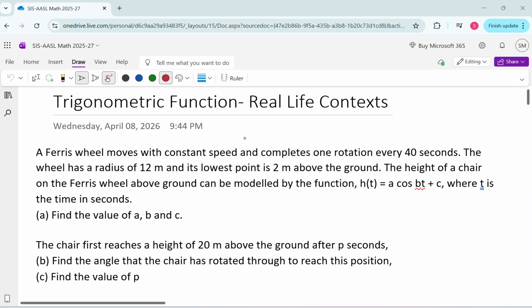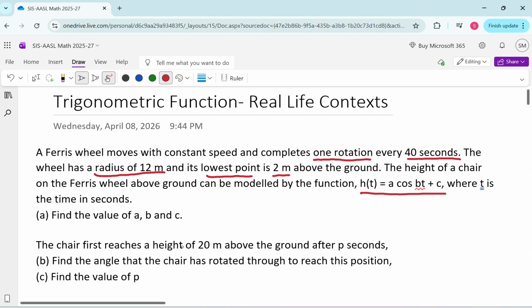A Ferris wheel moves with constant speed and completes one rotation every 40 seconds. So we know one rotation is completed in 40 seconds. The wheel has a radius of 12 meters, which means the diameter will be 24. Lowest point they gave us 2 meters above the ground. The height of a chair on the Ferris wheel above the ground can be modeled by a cosine function, where t is the time in seconds. Find the value of A, B, C.